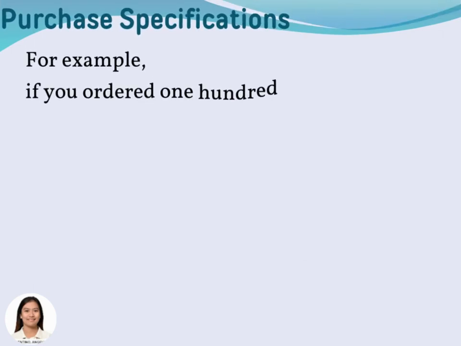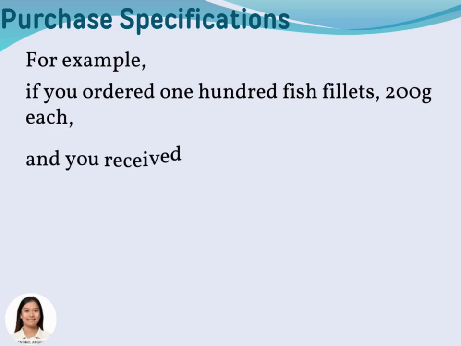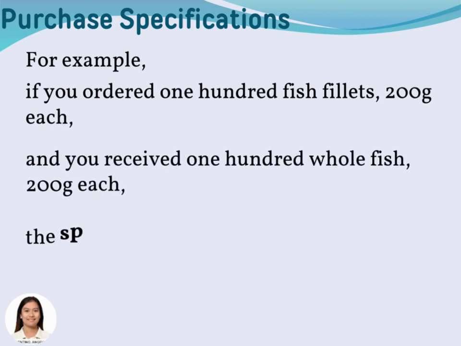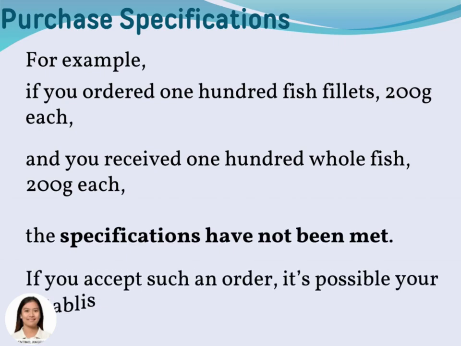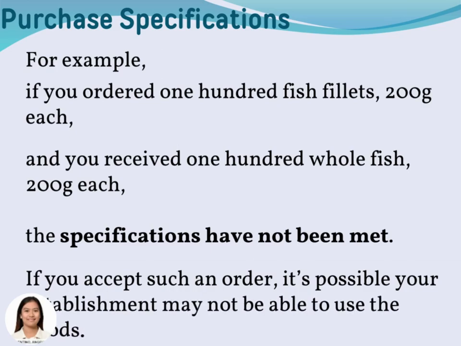In purchase specifications, for example, if you ordered 100 fish fillets, 200 grams each, and you receive 100 whole fish, 200 grams each, the specifications have not been met. The specification for a particular order can include quite a lot of information, so you need to be careful when checking each item against your order form and/or delivery docket, to be sure that your establishment has received exactly what it ordered.